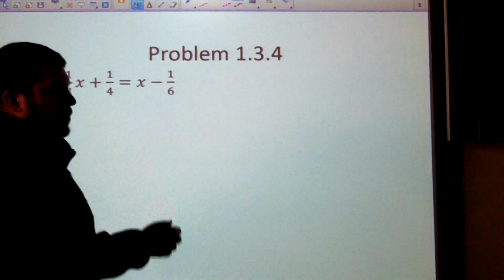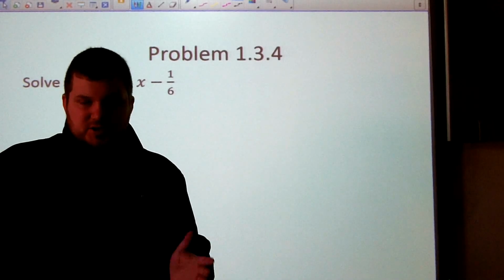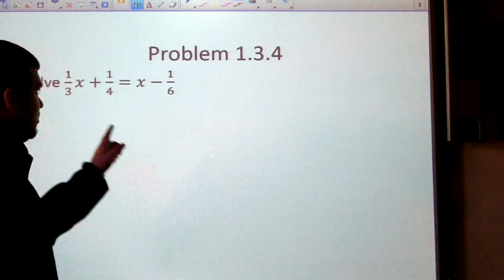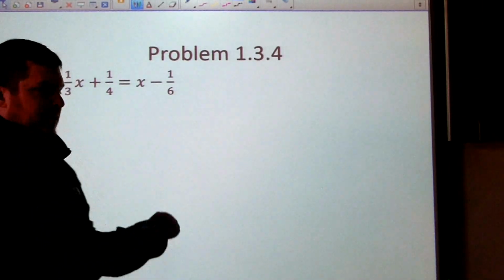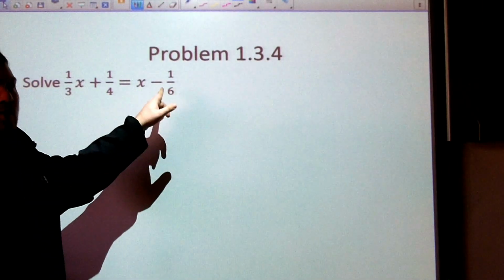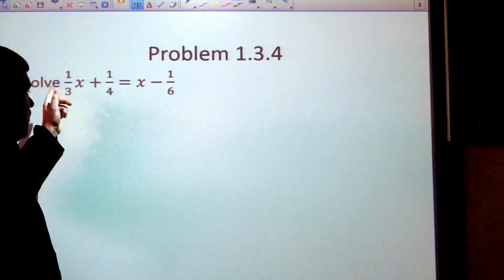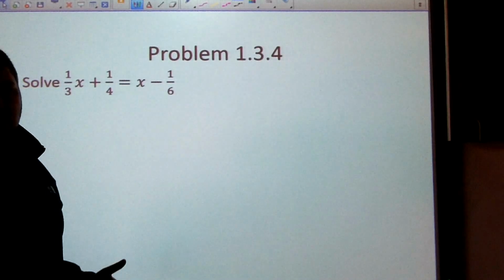Okay. Now here we have some fractions. Oh no, we got fractions. A lot of people don't like fractions. I don't understand it because it's really easy to get rid of those fractions. All we're going to do is multiply by a common denominator. So I'm going to look all the way across and multiply by a common denominator. The easiest thing to do is just to multiply the denominators together.